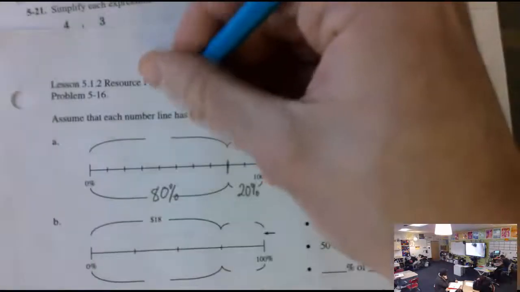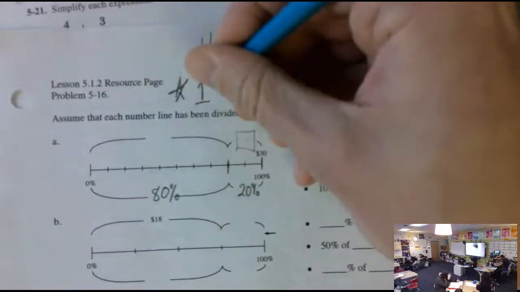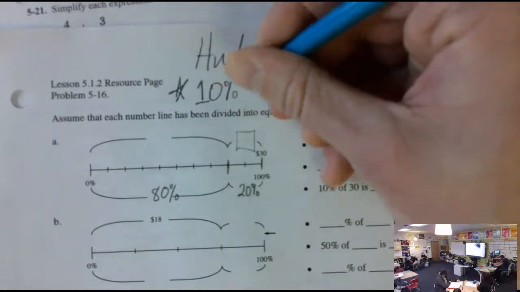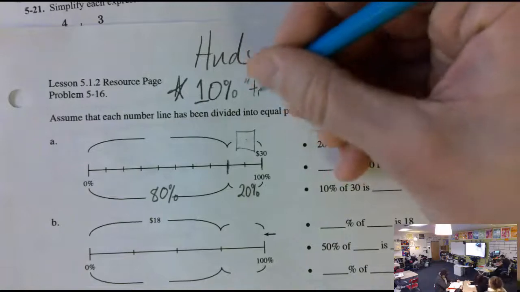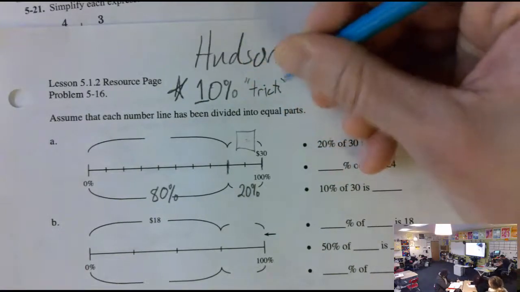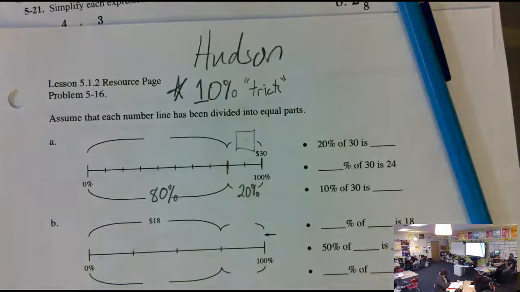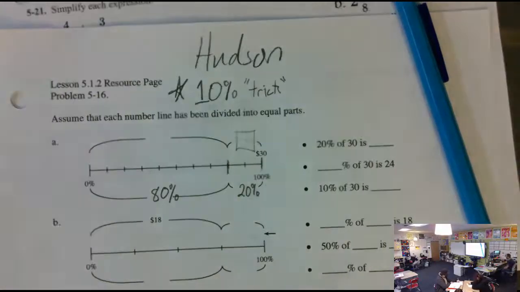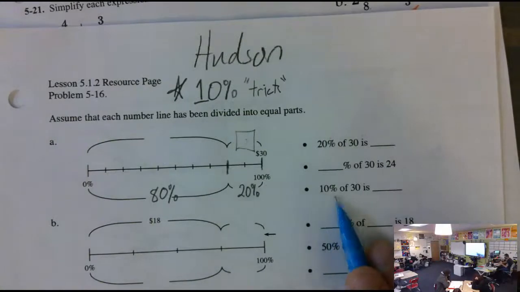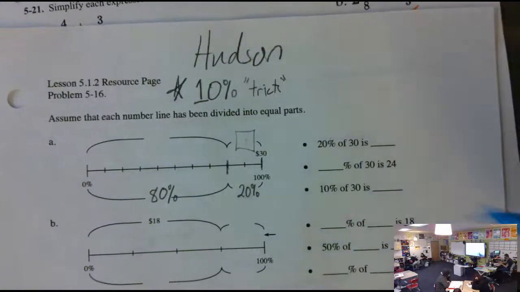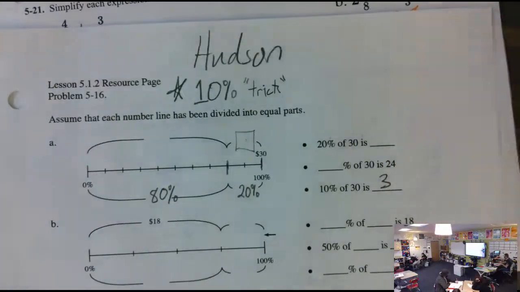So you might want to make a reminder up here that the 10% rule is really helpful. Or 10% method, or whatever we want to call it. 10% trick. I don't like the word trick, but it seems like all of a sudden you can solve things. So if 10, they ask us that. 10% of 30 is, so we can go ahead and fill this in. 10% of 30 is 3.